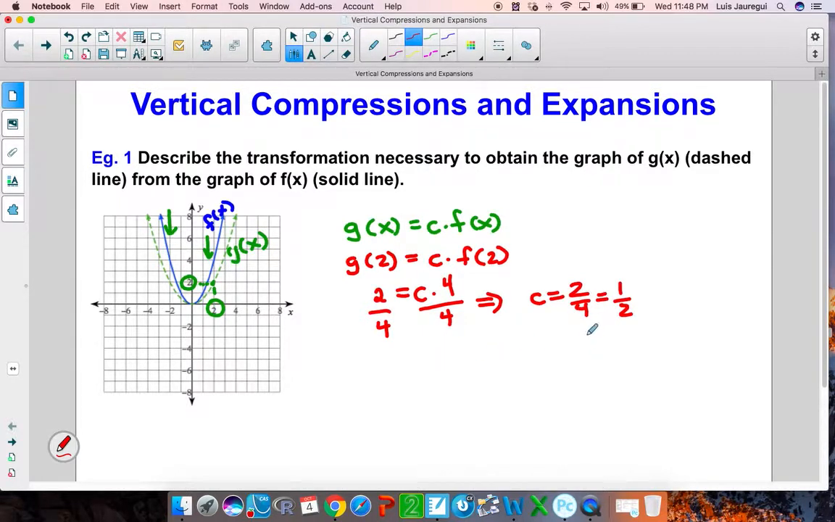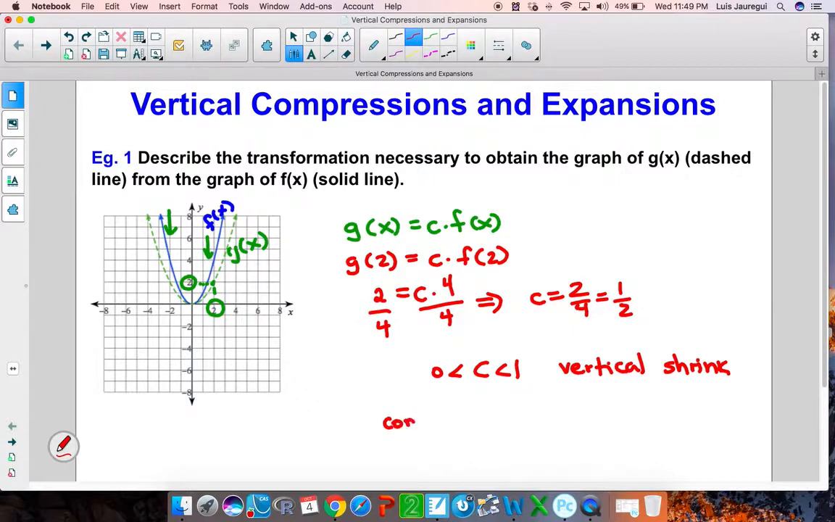Since c is 1/2, we notice that c is greater than 0 but less than 1. Since this is the case, we have what we refer to as a vertical shrink. In the context of compressions and expansions, we can describe the transformation simply as a compression. So we can say that in order to get from f of x to g of x, what we need to do is the following.